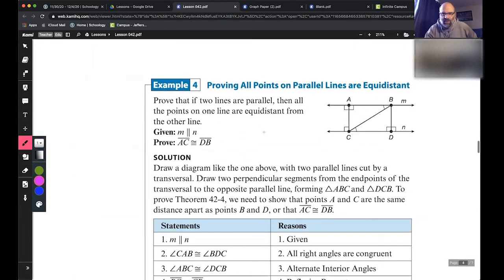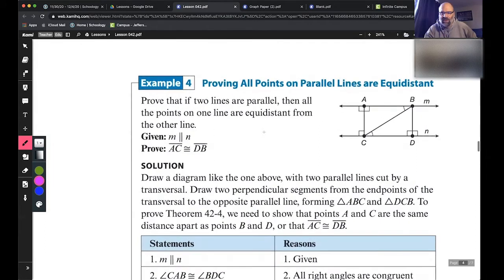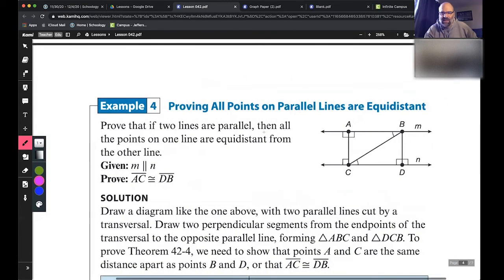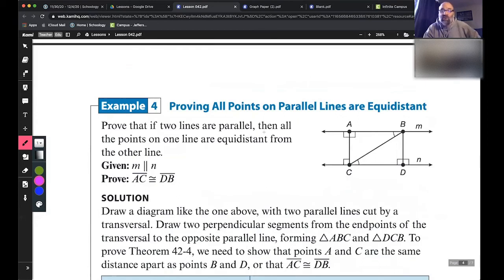Okay, so this is proving all points on parallel lines are equidistant. This is the theorem that we just had. We're just going to walk through this proof. I'm not going to have you do it. We just drew a diagram, and we're going to try to prove that AC is congruent to BD. See how these lines are parallel? The distance from A to C is equal to the distance between B and D. And that would prove our theorem.